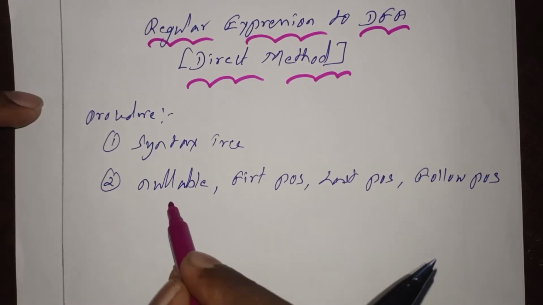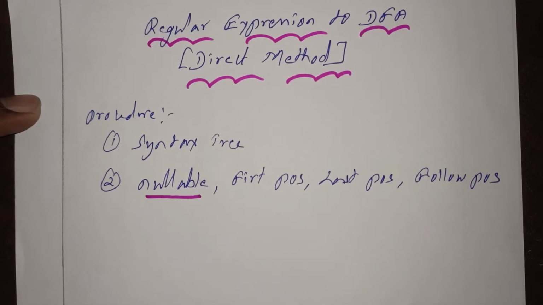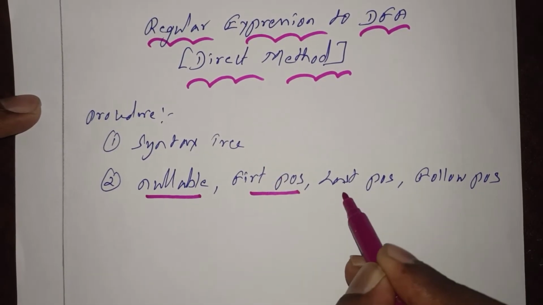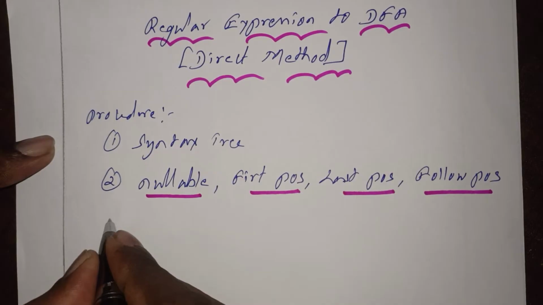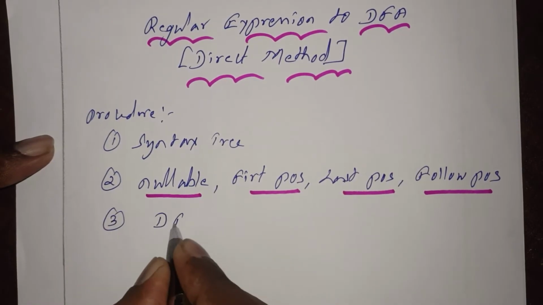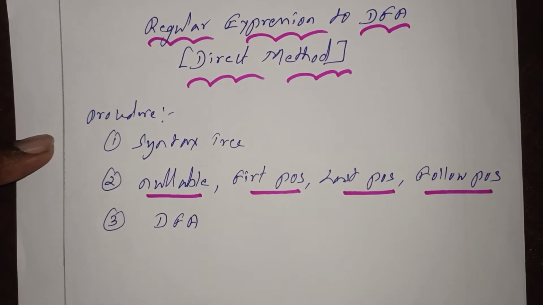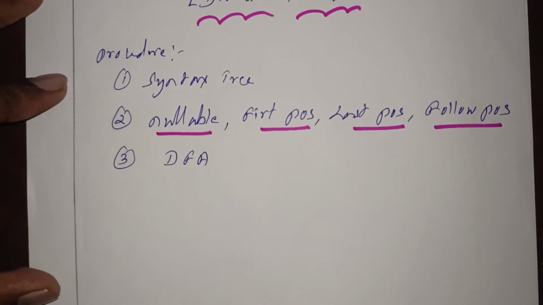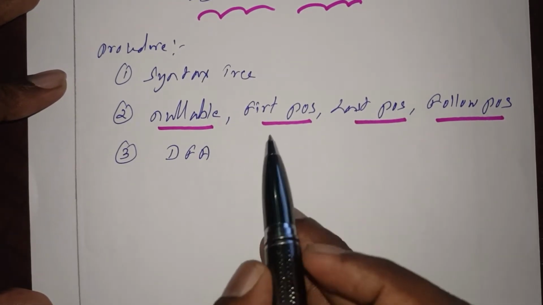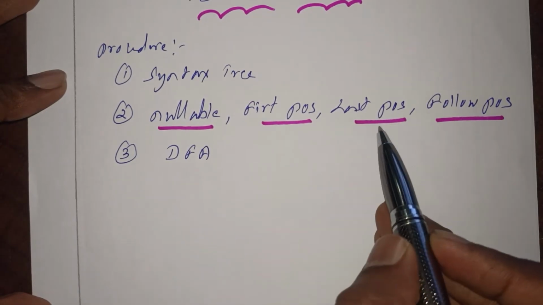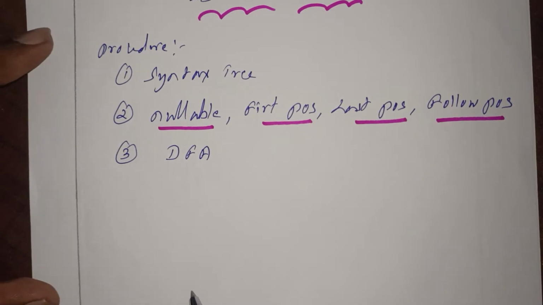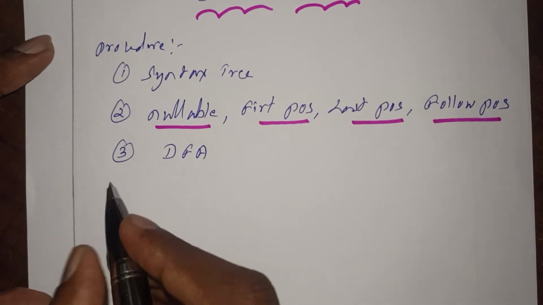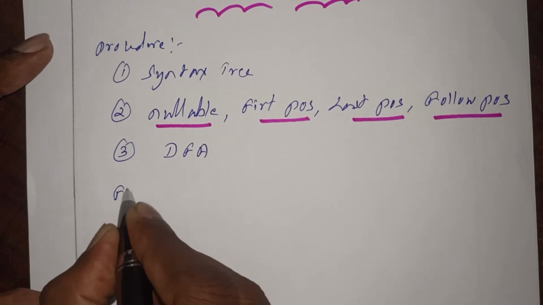Generally we have some characteristic attributes for nullable, first position, last position, and follow position. Let me tell you how it happens. Finally we are going to derive the DFA for any given regular expression. Now let me tell you how first position, last position, and follow position work. There is a procedure to be followed. Let me take you to the first position.